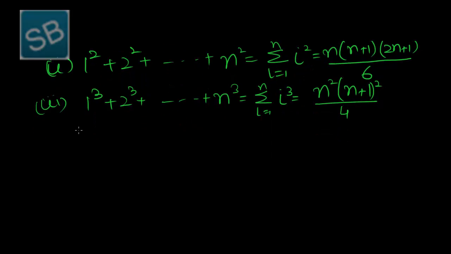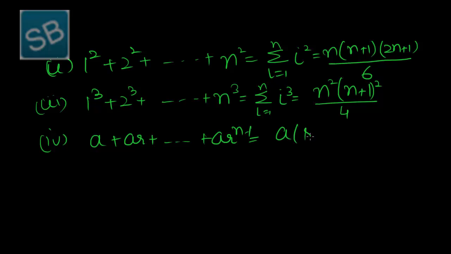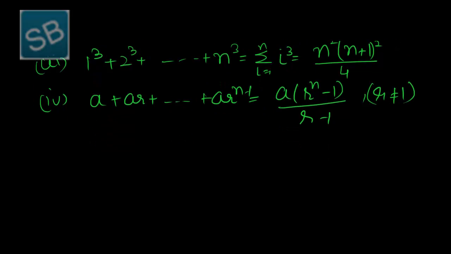Now the fourth one is, if we have a GP series a, ar, up to ar raised to n minus 1, its summation is a into r raised to power n minus 1 over r minus 1, if r is not equal to 1. And the fifth one we will derive, because it comes as a question.